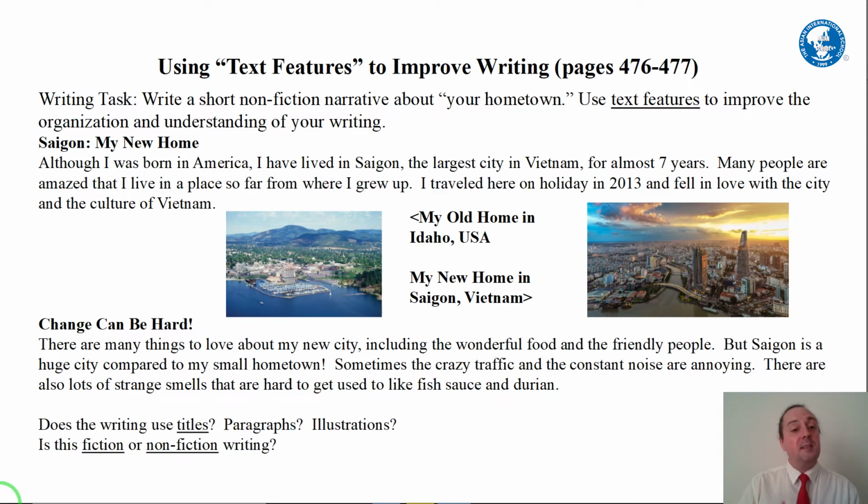Okay, so does my example use titles? Yes. We see 2 titles here. One, Saigon, My New Home. So you know that I'm talking about Saigon. And I also talk about Change Can Be Hard. Okay, paragraphs. Yes, there are 2 different paragraphs to break up the writing. Illustrations. I show you a picture of my hometown in America and then my new home in Saigon. Okay, and is this fiction or nonfiction? This is real. This is a real story about me and my town. So this is nonfiction.